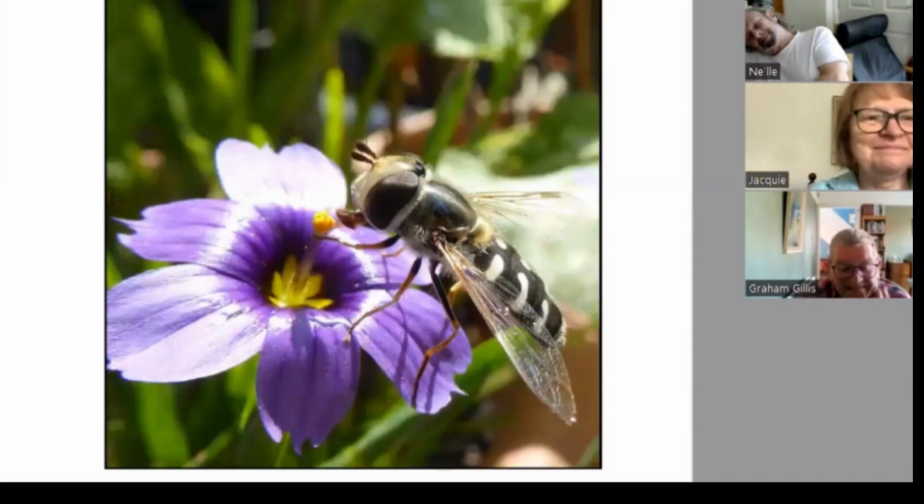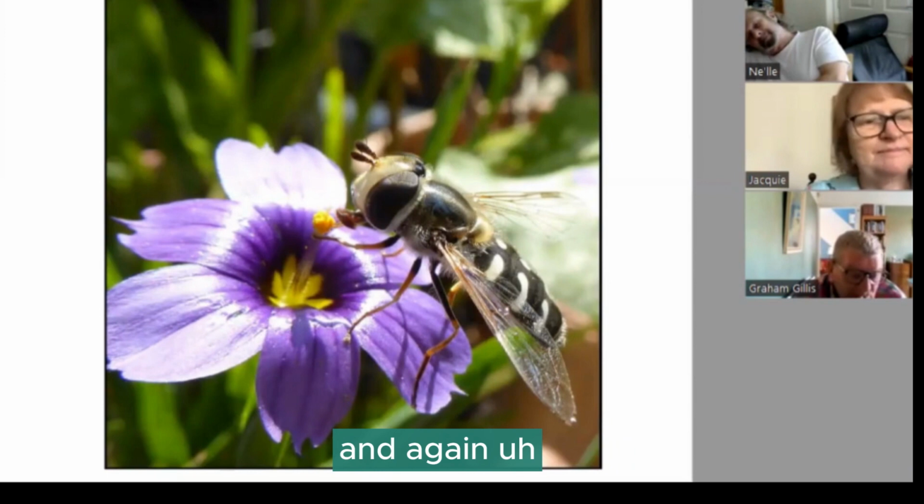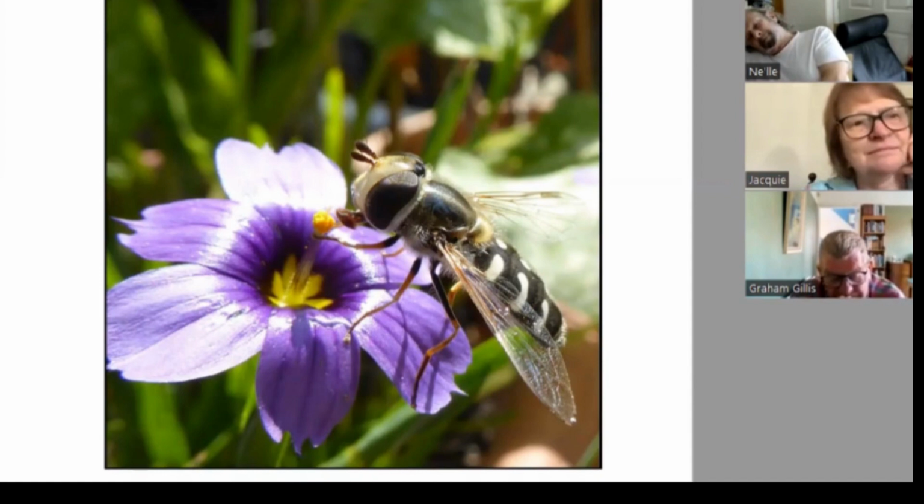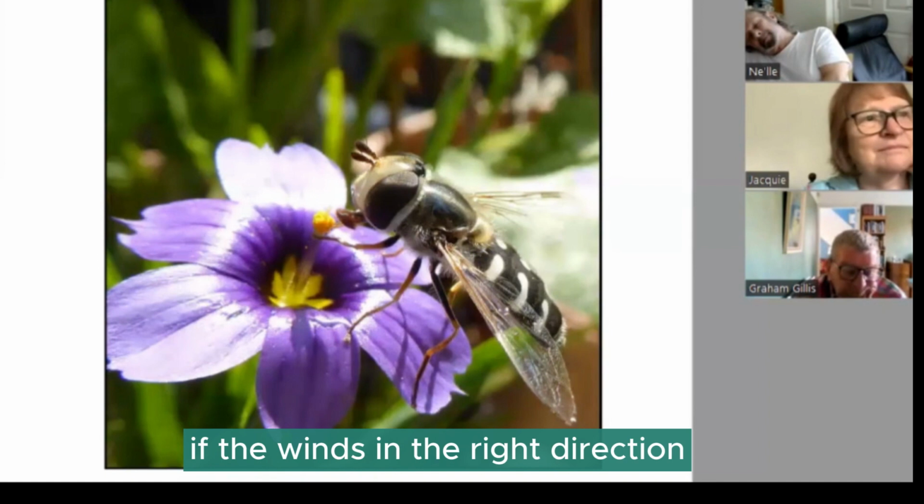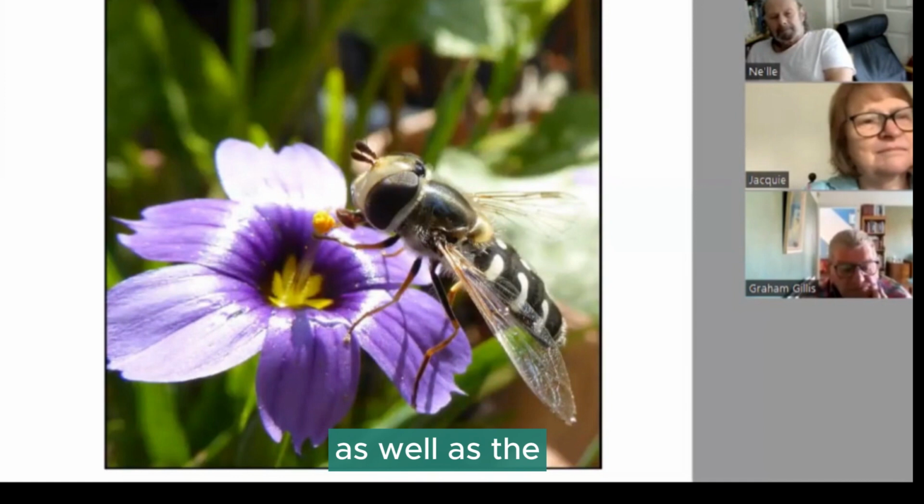This one is Scaeva pyrastri, which is actually quite big, and again, unusual as it's in black and white. Some people call this a migrant hoverfly, because in some years, if the wind's in the right direction, they'll come over from the continent in huge numbers, as well as the local ones. But a very nice critter.